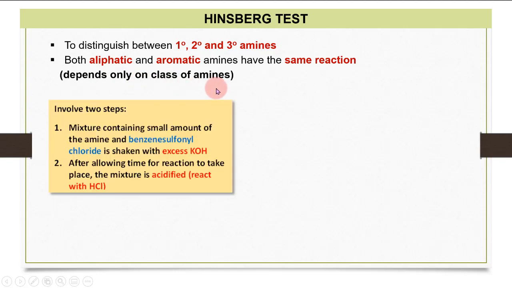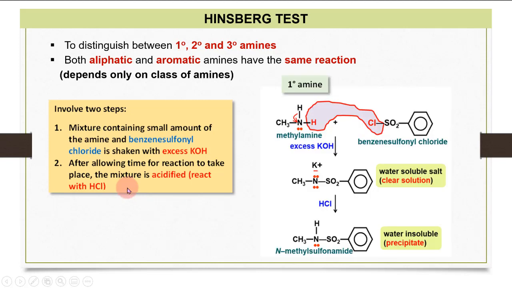Hinsberg's test involves two steps. In the first step, a mixture containing a small amount of the amine and benzene sulfonyl chloride is shaken with excess potassium hydroxide. In the second step, after allowing some time for the reaction to take place, the mixture is acidified, which means reacting with HCl. Take a primary amine, for example methylamine, where there is a CH3 group attached to the nitrogen.